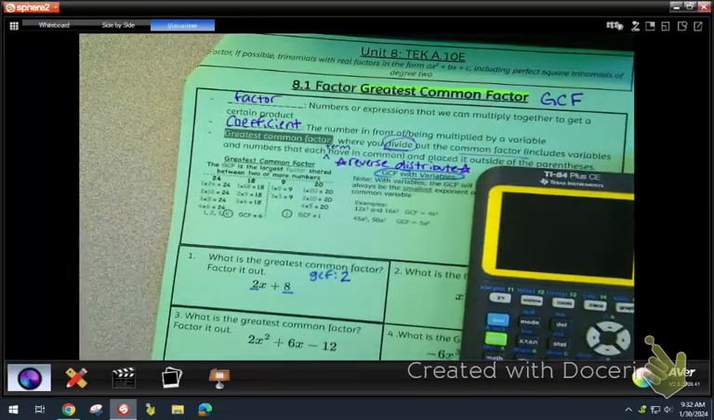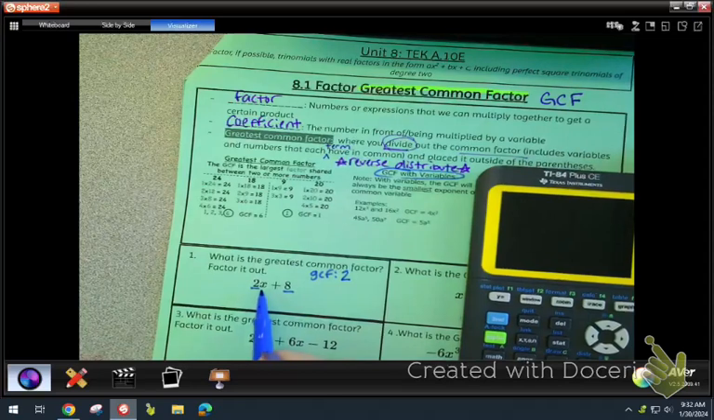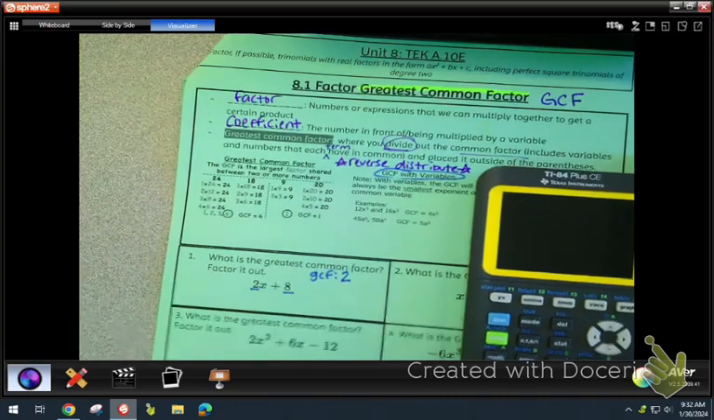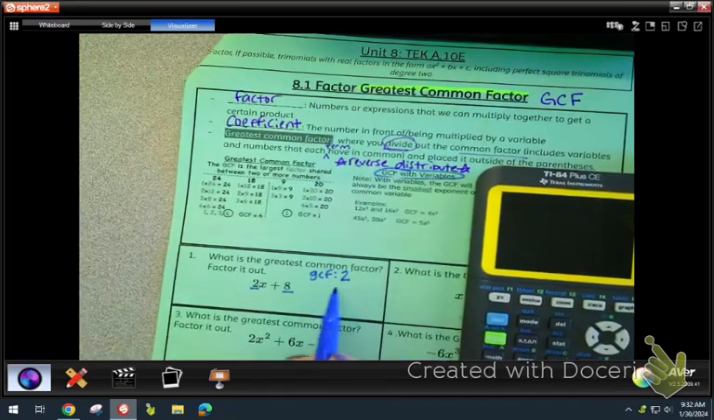Now we're going to look at the variables. My first term has a variable of x, but does my second term have a variable? Does not. So then I don't have a variable in common. Everything has to have the letter if you're going to take it out. So are we okay with the fact that this GCF is just the number 2?